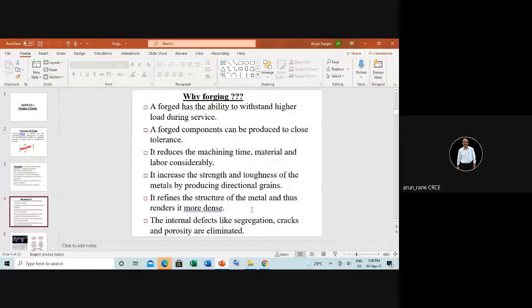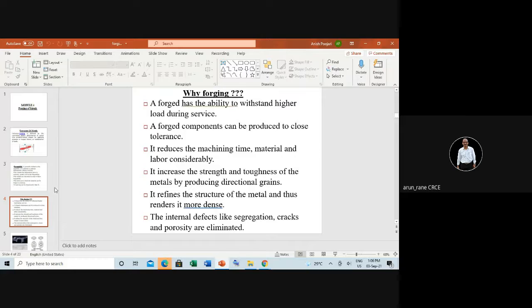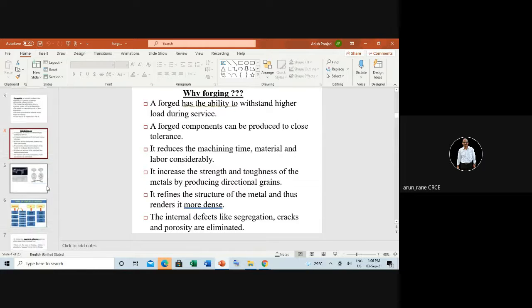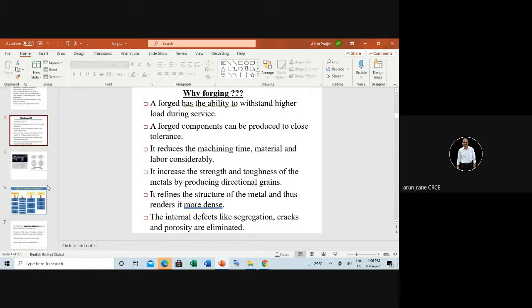Then there is a good grain refinement in forging. Then its fatigue strength and toughness increases because you are heating it and then it gets cooled. So there are some microstructural changes that happen because this is a kind of a heat treatment, and the strength and the toughness increases.